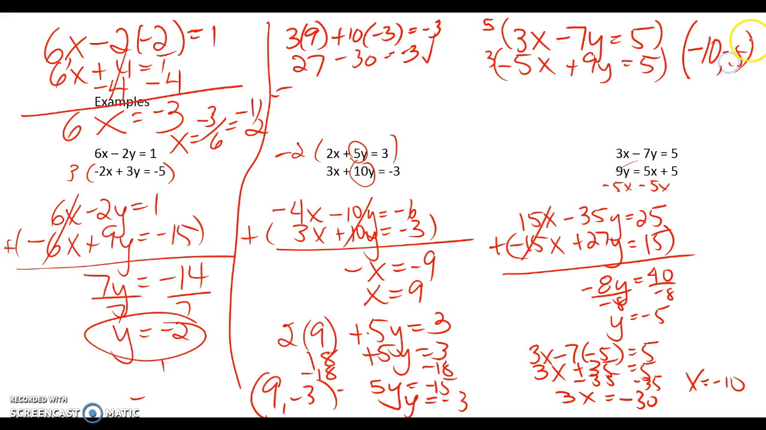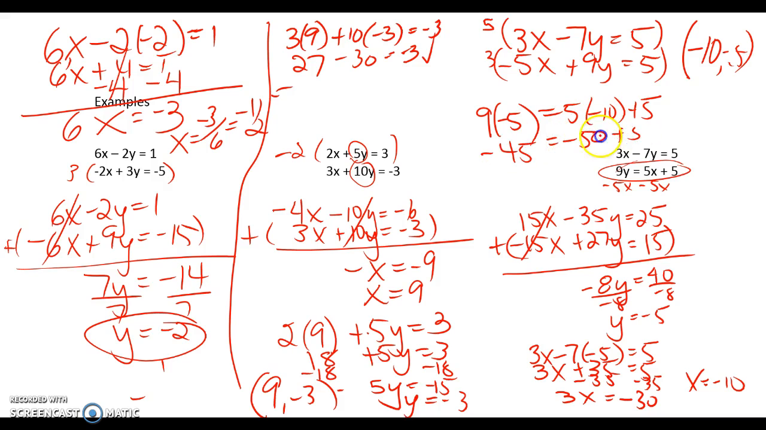But I need to check that. So I'm going to pick the second equation right here. See if it works. 9 times negative 5. Does that equal 5 times negative 10 plus 5? This is negative 45 equals negative 50 plus 5. It works. That's great. So you see, there's some work to be done here. One thing, give yourself plenty of room, okay? We're going to try a word problem now.